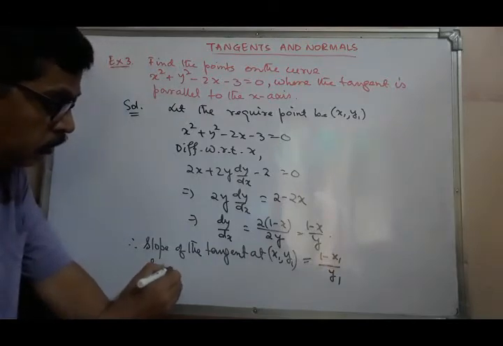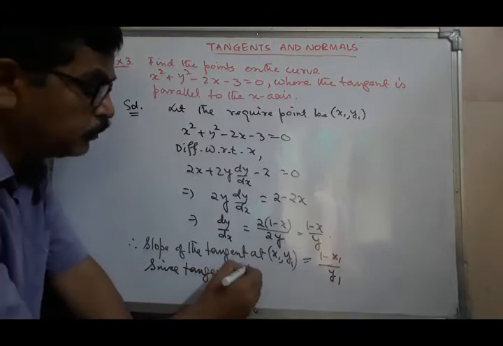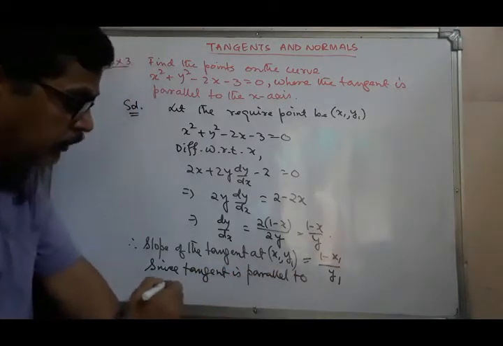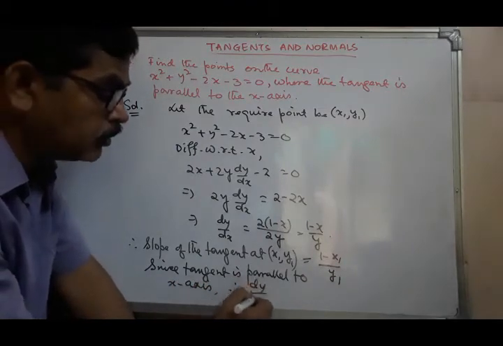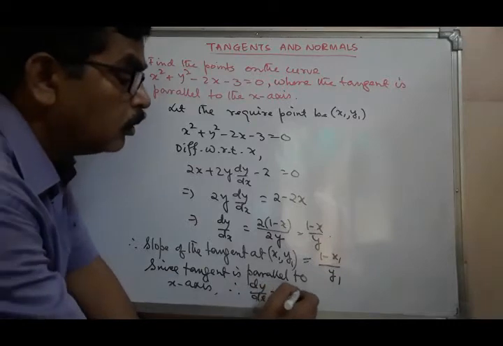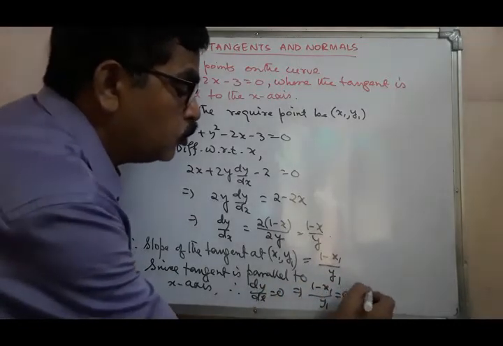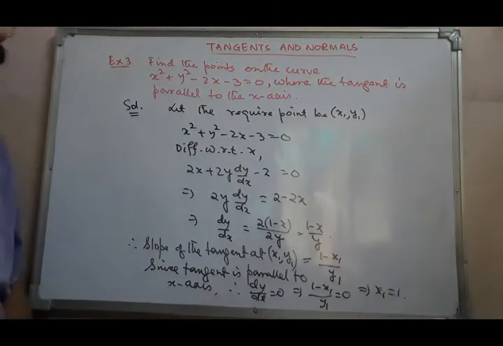Since tangent is parallel to x-axis, therefore dy by dx, that is 1 minus x1 by y1 equal to 0, that is x1 equal to 1.